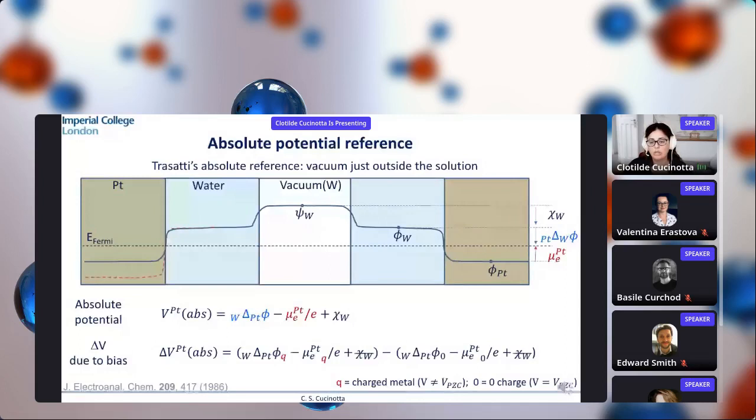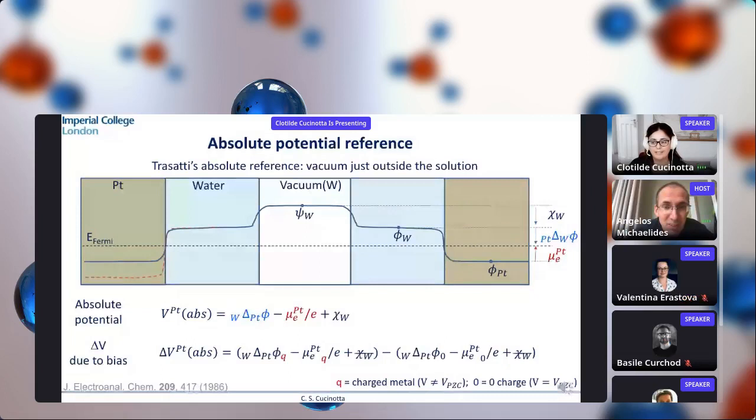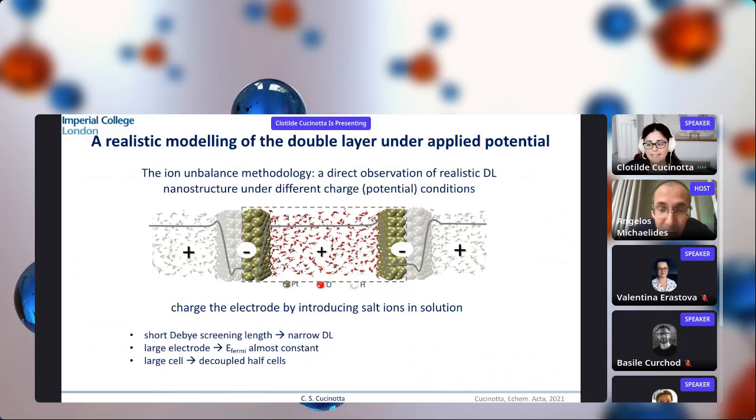Of course, this introduces the problem of modeling interface dipoles, which are difficult to converge, but at least we know what the state is, and by referring this point to the standard hydrogen electrode potential, we can refer the potential of our electrode.